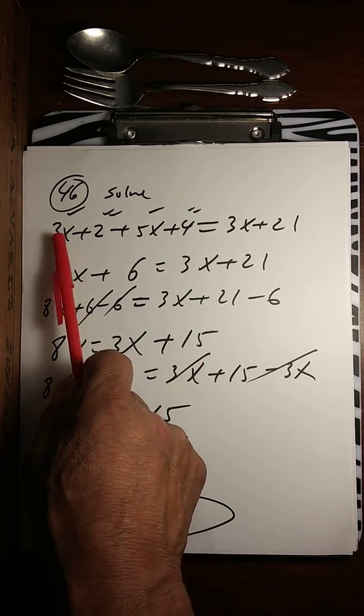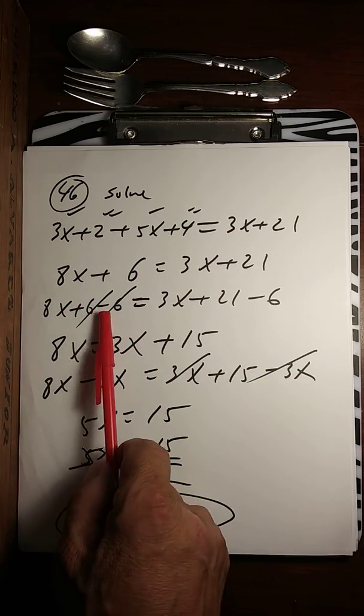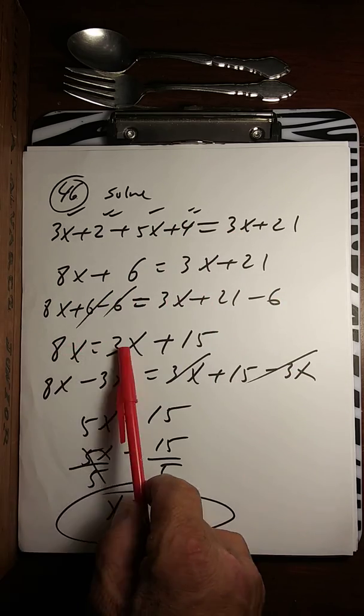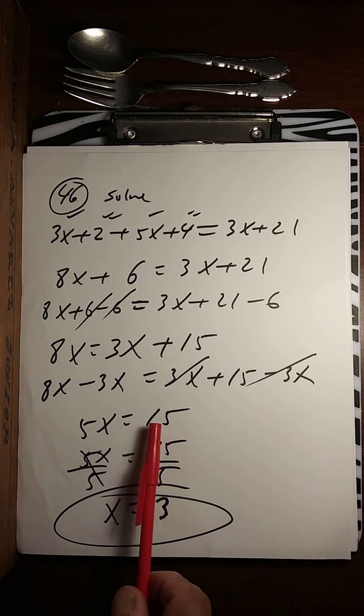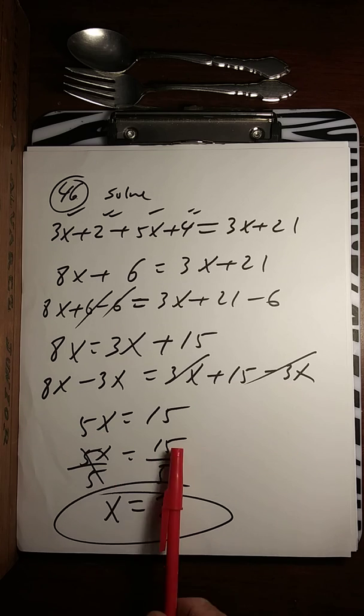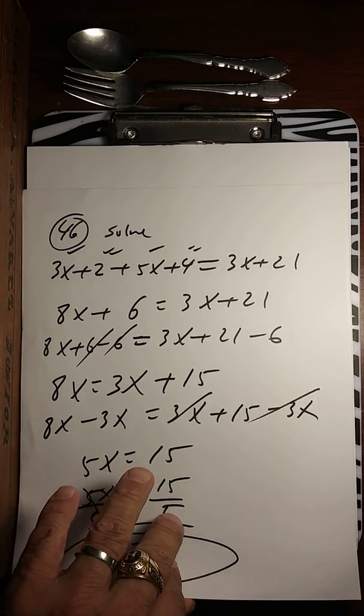Put all the x's together. This is 8x, and that's 6. So now we have minus 6, these are gone. So 8x equals 3x plus that. Minus 3x, so that's going to be 5x equals 15. Divided by 5, divided by 5, so x is what? 3. And that's it for this one.